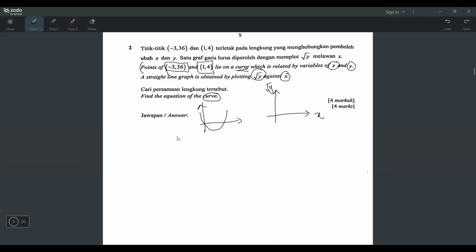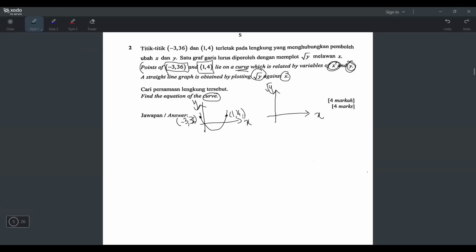Just assume. Maybe it's not like this. Maybe it's like this, right? Who knows, right? Or maybe it's like a power three curve, right? Who knows? But it's okay, whatever. It's just a drawing. I just draw it to make us understand. So this is y against x. When it's y against x, the curve passes through 2 points, negative 3, 36 and 1, 4. So I'll just write here negative 3, 36, and then the other point is 1, 4.